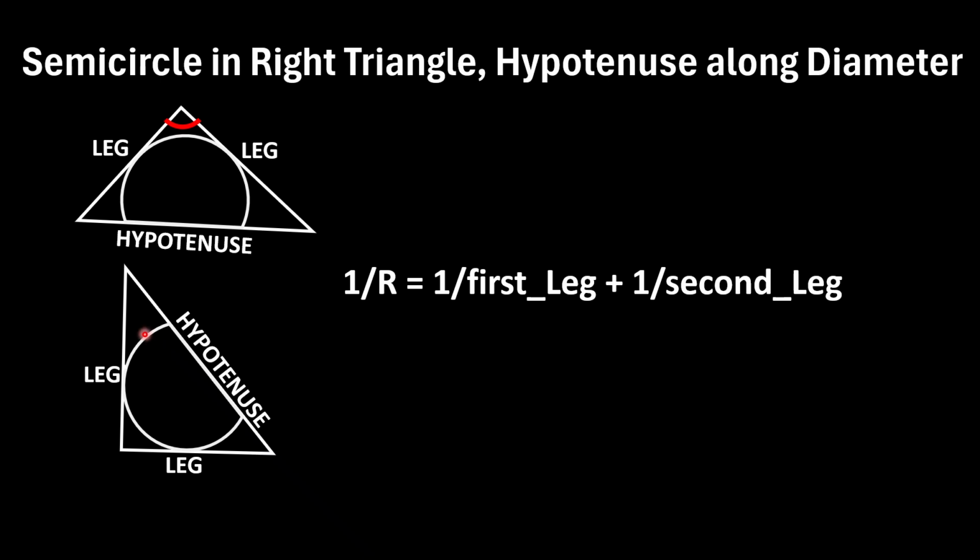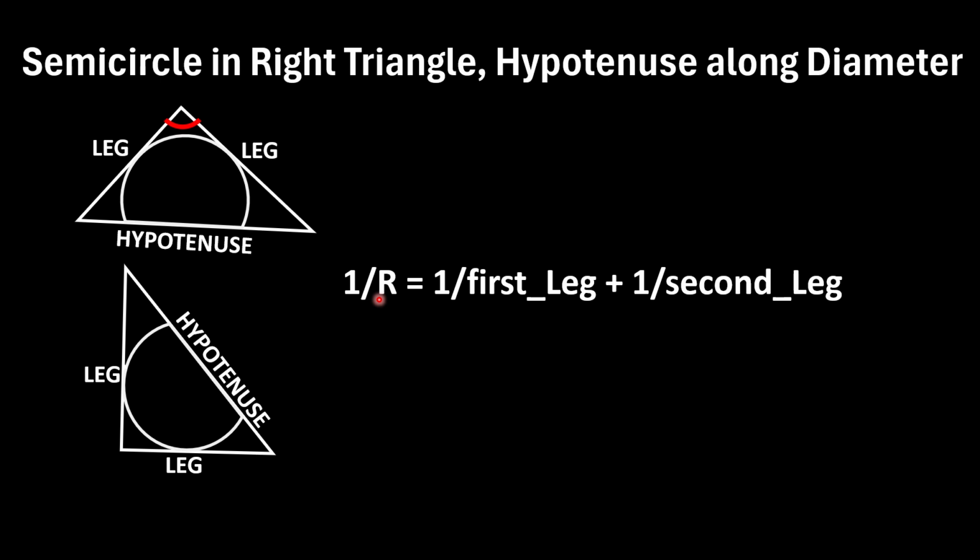And here the hypotenuse is given this way, and the two legs, the altitude and the base. The semicircle is drawn in such a way that the two legs are tangents and the hypotenuse is along the diameter. In that case, how would you calculate the radius? 1 by r is equal to 1 by first leg plus 1 by second leg.